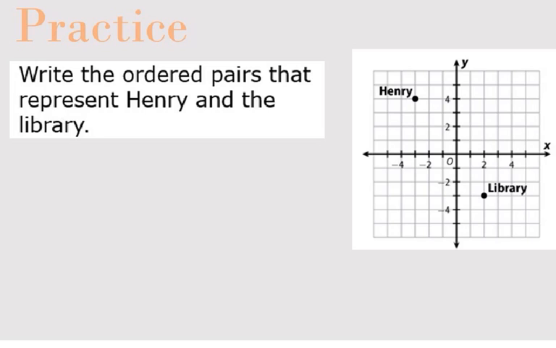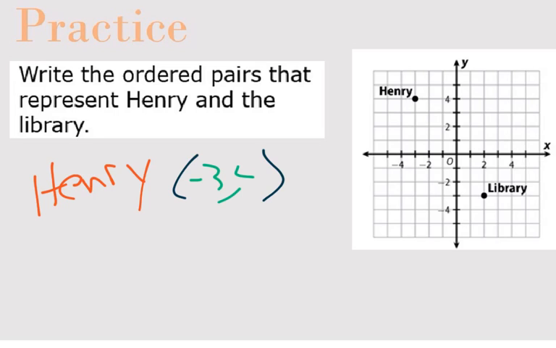All right, in this practice problem, it says write the ordered pairs that represent Henry and the library. So here we have Henry, and Henry would be, if we started at the origin, we would have to go -3 and +4. So for Henry, the ordered pair would be -3 and +4. Now let's take a look at the library. Again, we always start here at the origin.